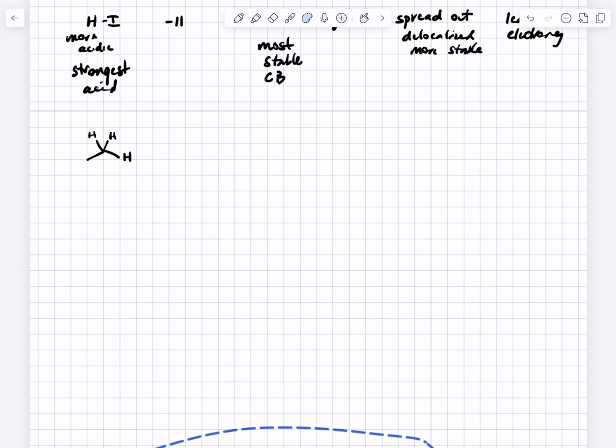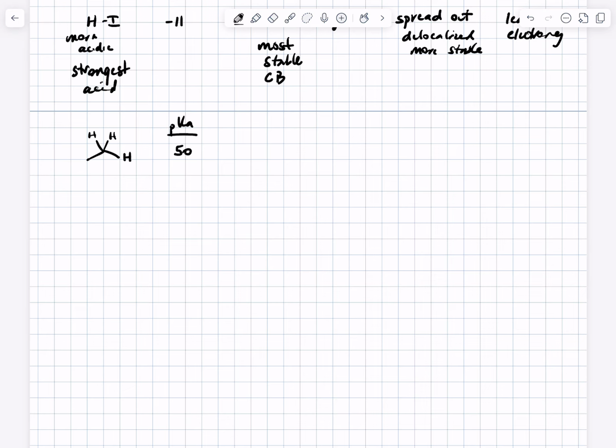There we go. And its pKa, if you looked it up in the table, you would see that the pKa is 50. Its conjugate base has a negative charge on an sp3 hybridized carbon. If we move one space to the right on the periodic table, we now have this molecule. It's called ammonia, but it is an example of a molecule called an amine.